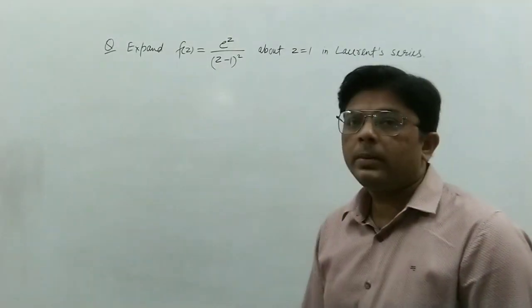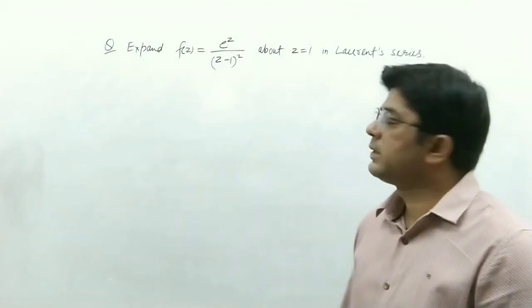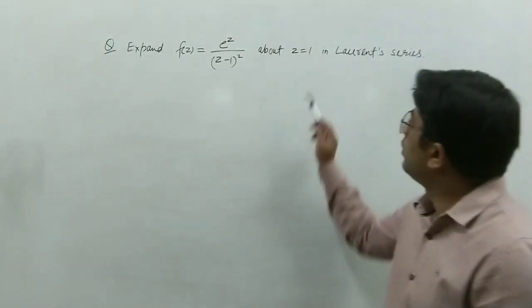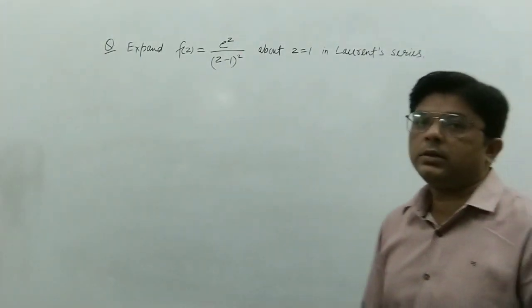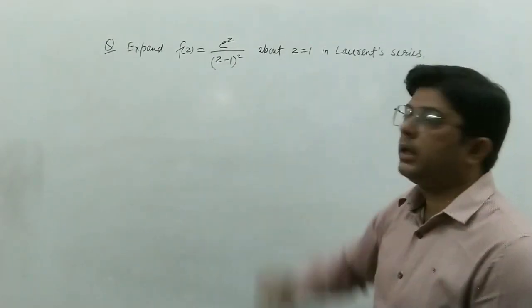Now we solve some more problems. Now first we take this problem. Expand this function e raised to power z upon z minus 1 square about z equal to 1 in Laurent series. So the function is this, and we have to expand this about z equal to 1.